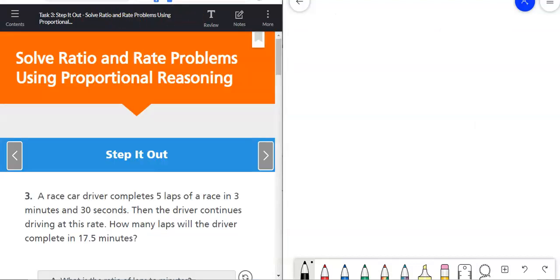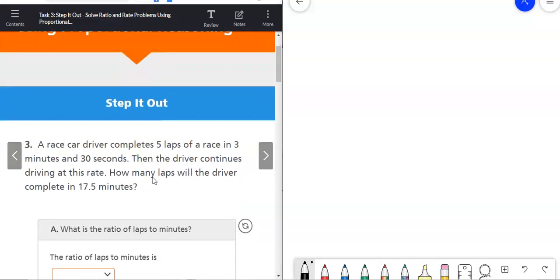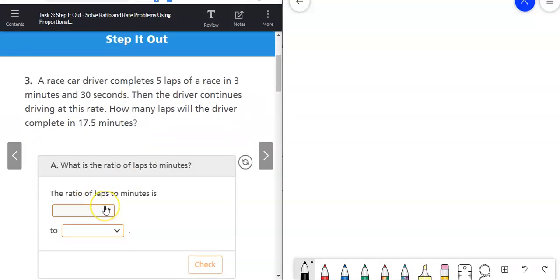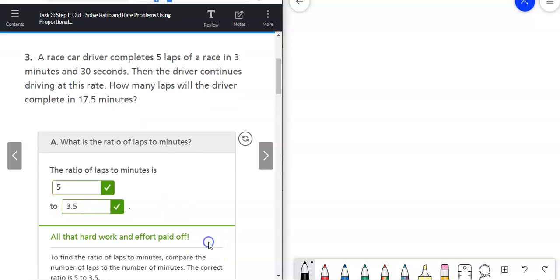Okay, we're on task 3 of Step It Out, and your book is on page 169. So a race car driver completes 5 laps of a race in 3 minutes and 30 seconds. Then the driver continues driving at this rate. How many laps will the driver complete in 17.5 minutes? So let's scroll down. The ratio of laps to minutes. So he does 5 laps in 3.5, because 3 minutes and 30 seconds is 3.5, because that's halfway.